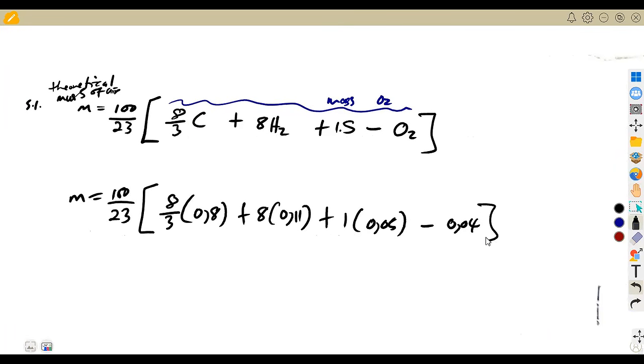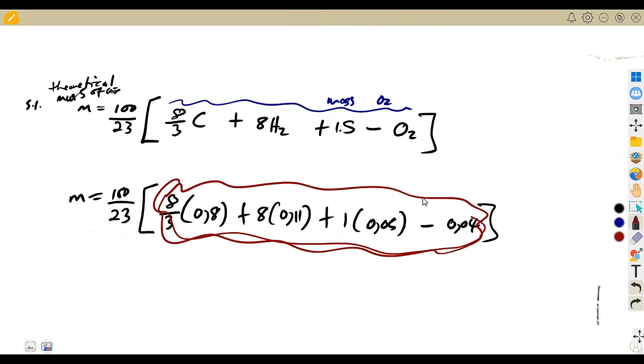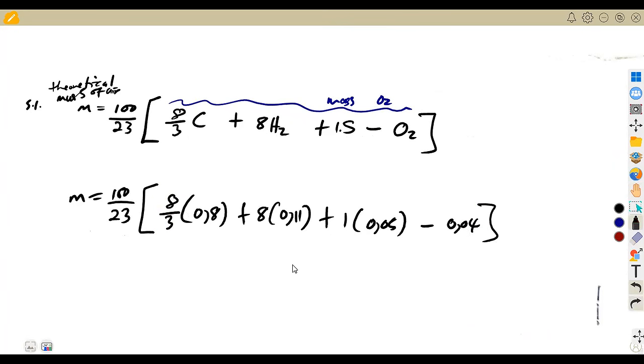All right, so that's it. Like I said, this whole part is your mass of oxygen, so you can simplify this part only on your calculator. You're going to obtain 100 over 23 times something like 3.023 and so on, which represents the mass of oxygen in this case.